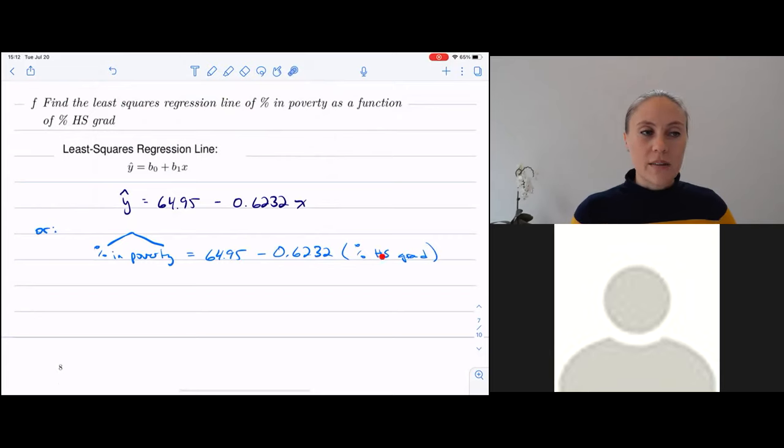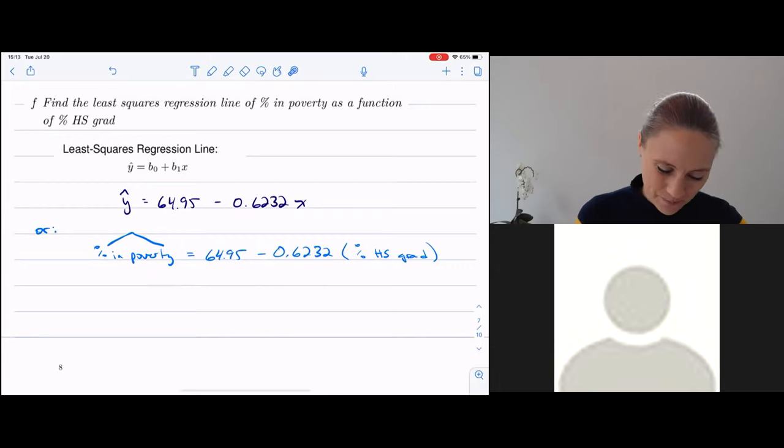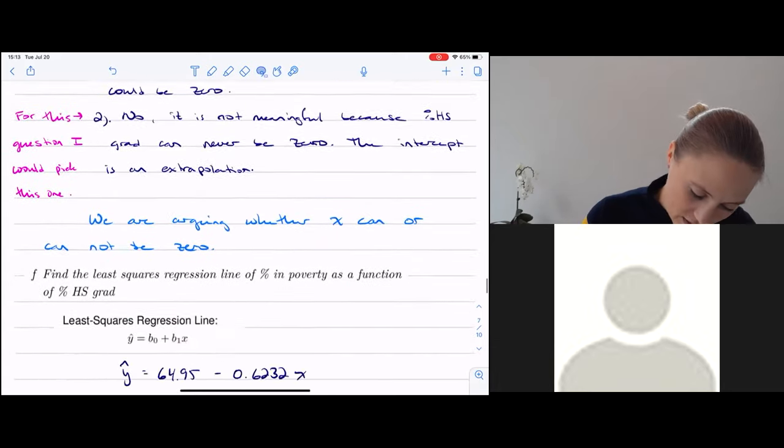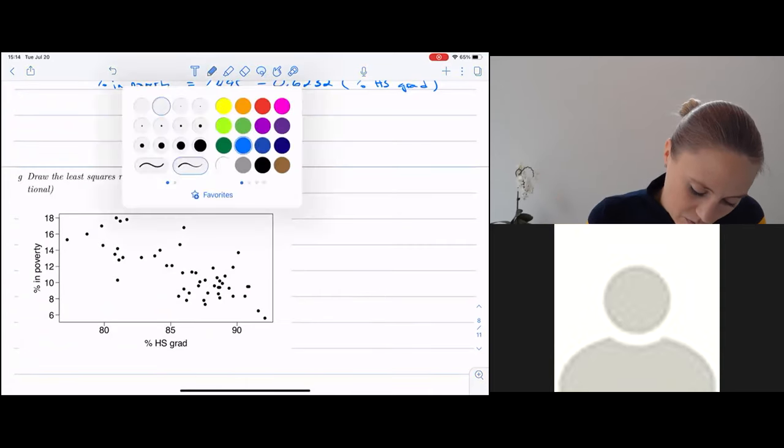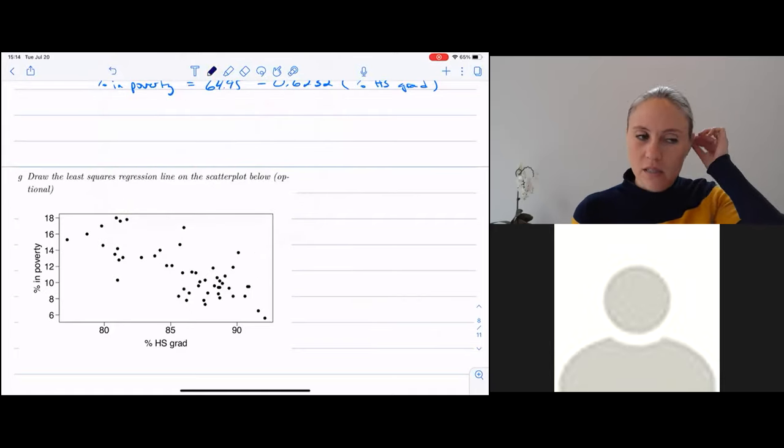A lot of people tend to like this second version better, just because then it's obvious where the values should be going, because our next step is to use this line, right? This is the least squares regression line, is to use this line to predict new values, right? To predict the percentage in poverty, okay? So a lot of people like this one, but if you like this one, that's totally fine too. Yeah. So I think I'm just going to clean up here. I forgot that we were drawing the least squares regression line. It is optional, but since it's on here, we may as well go through and do it, right?